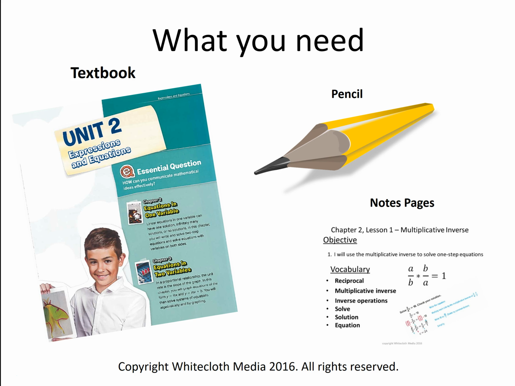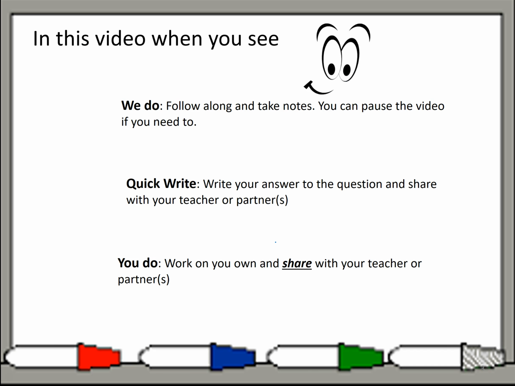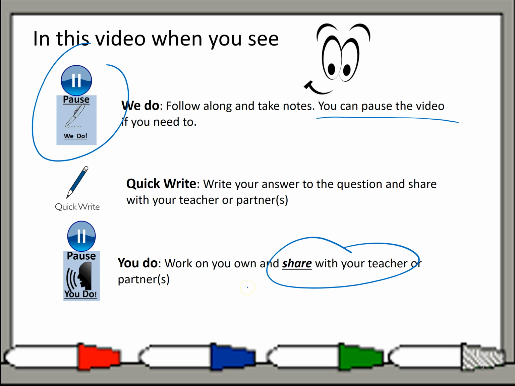What you need is your textbook, a pencil, and your note pages. Again, what you'll see in this video is where we work together. We do. Take notes. If I'm going too fast, you can pause to write your notes. You may have a quick write where you write and you talk to me or your partner about what you wrote. And number 3, you do means you work on your own and then you share that out with me or with a partner.